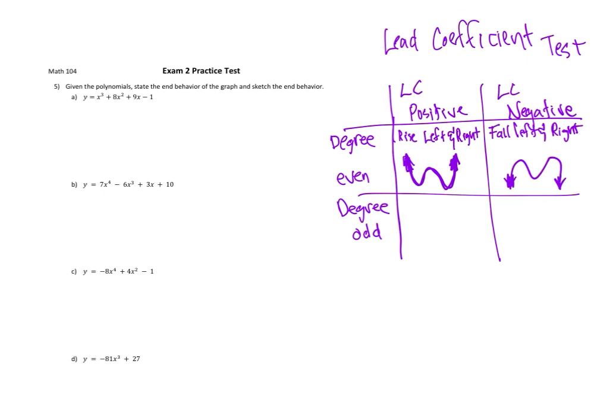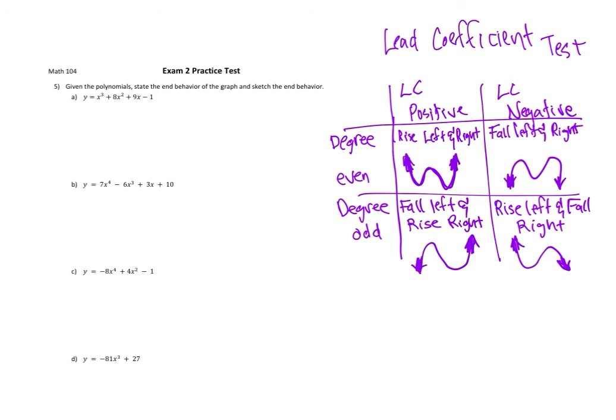Who knows? But something. Now, if our leading coefficient is positive and our degree is odd, we are going to fall left and rise right. Anything that's negative stays negative. Anything that's positive is going to go positive. Now, if our leading coefficient's negative, it reflects that. We will rise left and fall right. So something like that.